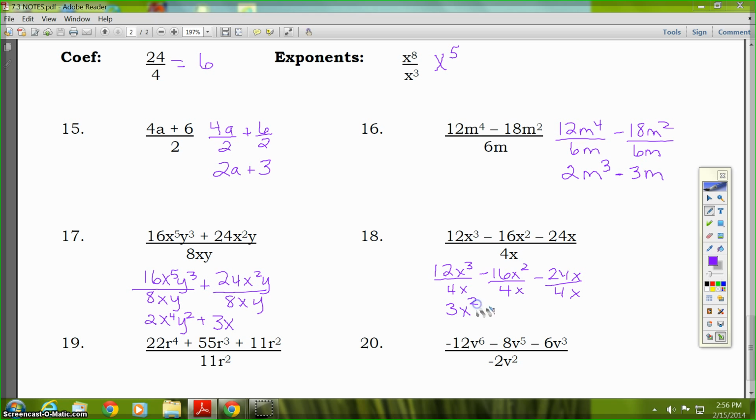So I get x squared minus 16 over 4 gives me negative 4. And again, I'm going to subtract my exponents, and that gives me x. And I'm going to have minus 24 over 4, which is negative 6. And I'm going to subtract my exponents, which once again gives me 0. And x to the 0 equals 1. So that's going to cancel out and leave me with just the negative 6. Okay, I'm going to go ahead and move it down.